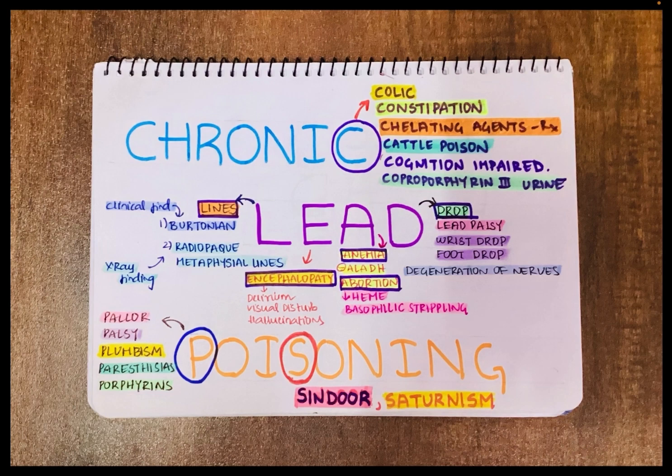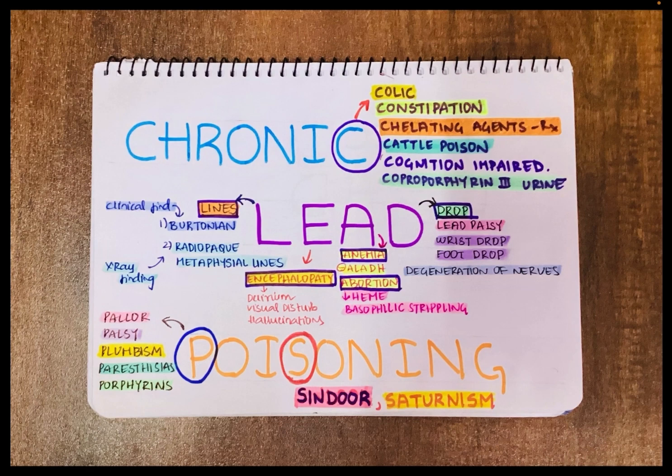And the E stands for encephalopathy, where you can see hallucinations, visual disturbances and delirium, coma, death. And the A stands for anemia, which is microcytic hypochromic anemia, which can cause facial pallor. All this mechanism is because of inhibition of ALA dehydrogenase and ferrochelatase. And it will also induce abortion as it crosses the placenta. The other points related to anemia: it is because of the decrease in the heme synthesis, and basophilic stippling can also be seen along with the anemia in the RBC.